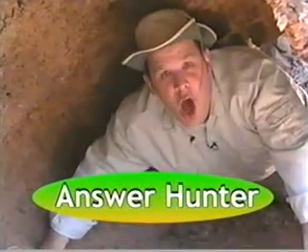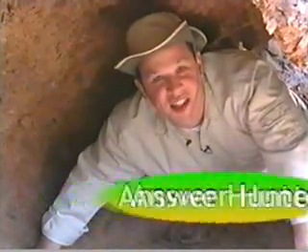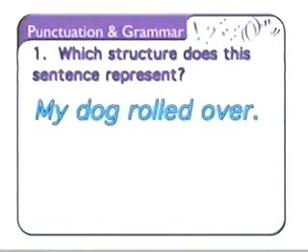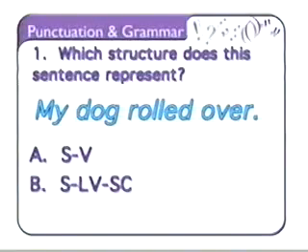Answer Hunter here. I'm looking for some amazing questions, and I thought, what a better place than this cave? Why don't you figure out the answer to this next question? Which structure does this sentence represent? My dog rolled over. A. Subject, verb. B. Subject, linking verb, subject complement. Or C. Subject, verb, direct object. I knew we could find one. Write down your answer, and let's see what else we can find.